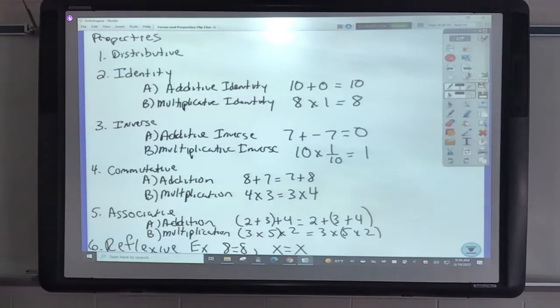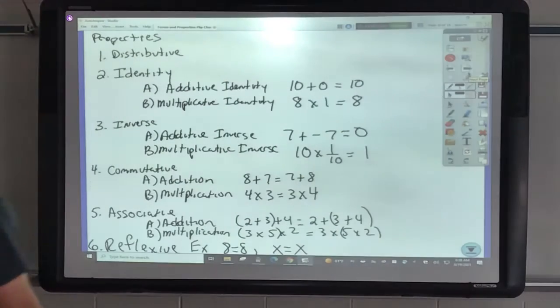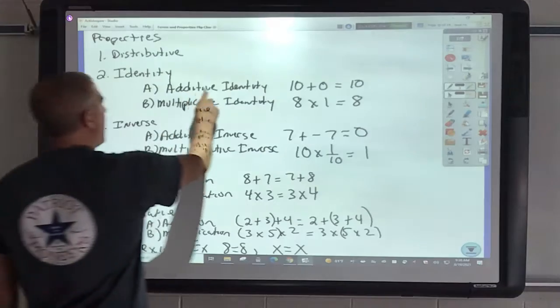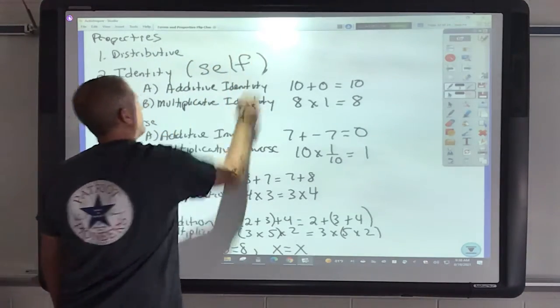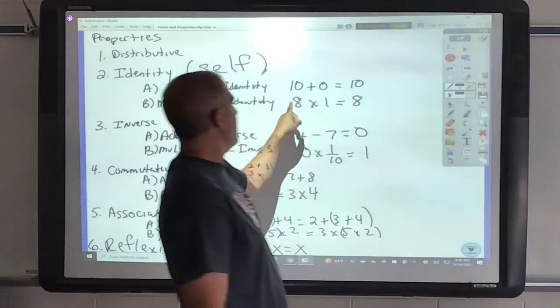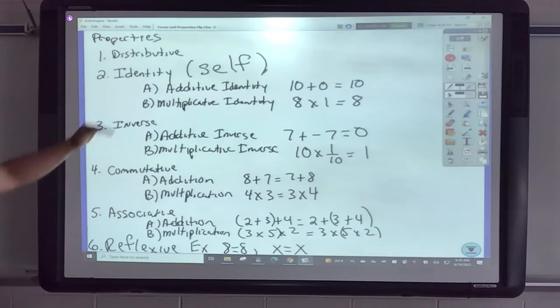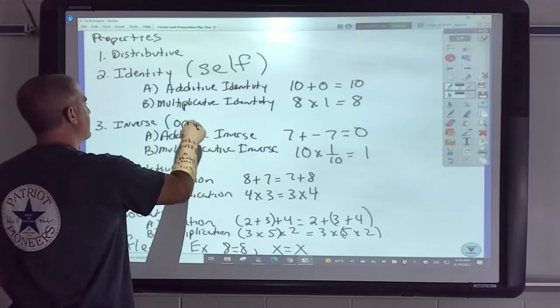Now, the next thing we want to talk about to finish up today is properties. We talked about the distributive property already. This next one is the identity. Adding identity. The way you can remember that is identity means self. It's going to be itself. So 10 plus 0 is 10. 8 times 1 is 8. Additive and multiplicative. That's easy. Inverse, that's really easy too. Means opposite.